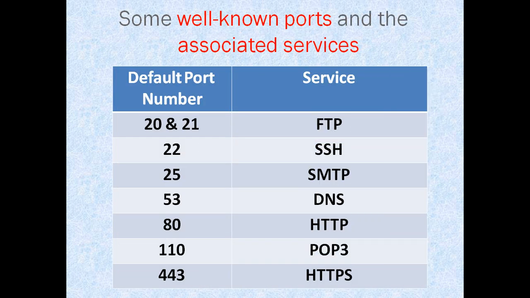There are unique port numbers that are reserved for certain purposes. For FTP, it is 20 and 21. For SSH, it is 22. SMTP is 25. DNS is 53. HTTP is 80, which we have discussed. Coming to HTTPS, it is for secure purposes. POP3 is for email applications, that is used here for email applications.